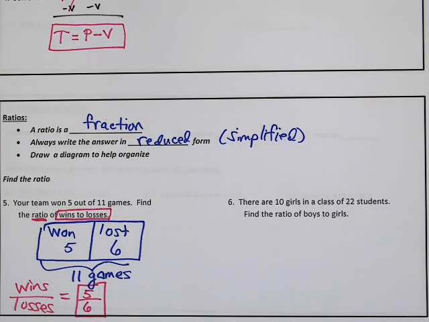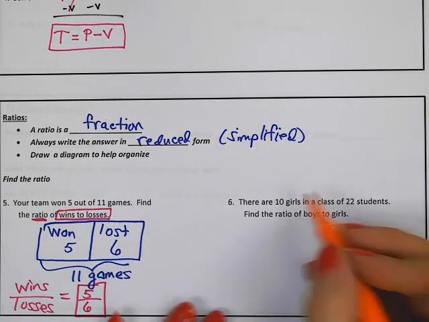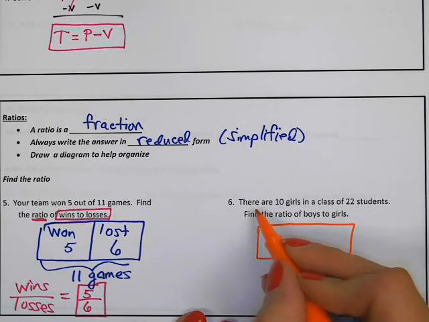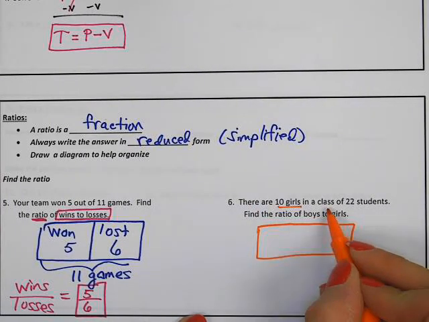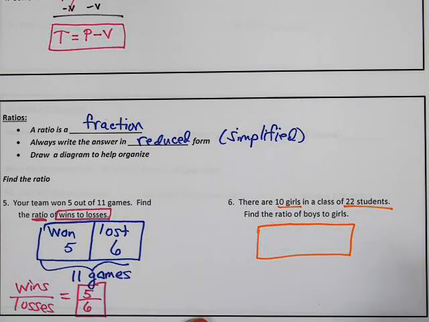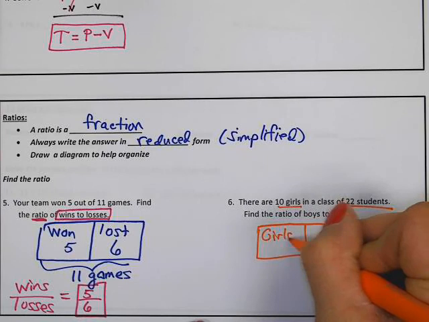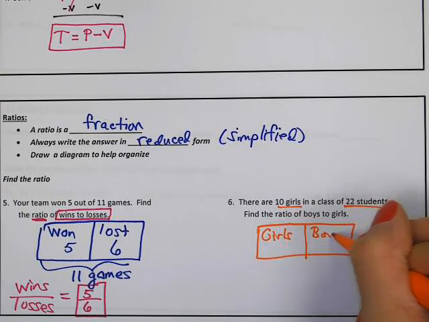All right, let's take a look at another example here. We're going to make a diagram to organize the information. Okay? And there's 2 things happening. What are they? There's 10 girls in a class of 22 students. Okay, so the 2 things must be girls and boys. Okay? And it says that there's 22.